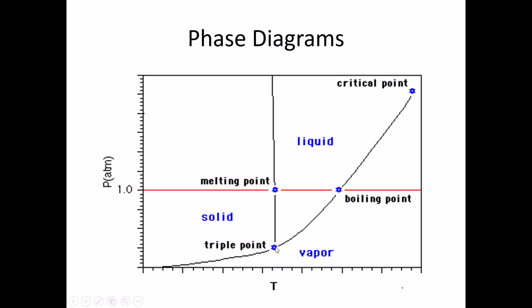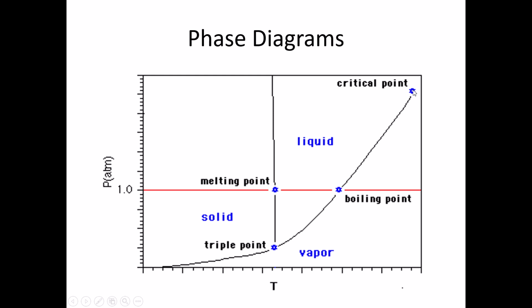This point where all three of the lines touch is called the triple point. At this temperature and pressure, all three phases can exist for a substance. We can find the melting and boiling points by looking at where they cross the 1 atmosphere line. And then we have another point up here called the critical point.